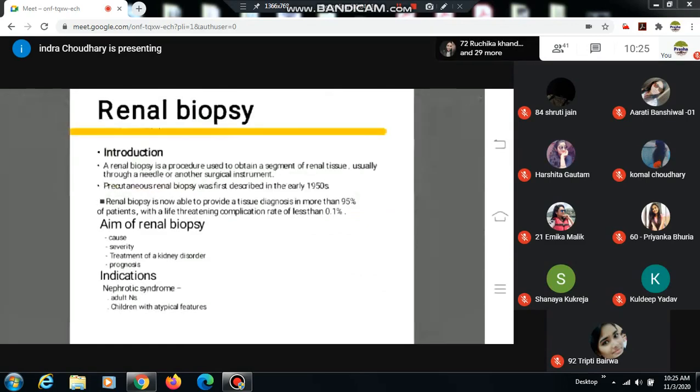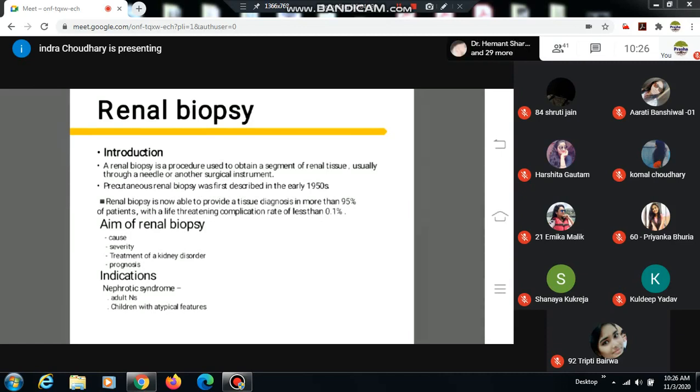Speaker number 4, Indira. My topic is renal biopsy. Introduction. Renal biopsy is a procedure used to obtain a segment of renal tissue, usually through a needle or another surgical instrument. Percutaneous renal biopsy was first described in the early 1950s. Renal biopsy is now able to provide a tissue diagnosis with a complication rate of less than 0.1%. Aim of renal biopsy: case severity, treatment of a kidney disorder, pathogenesis.